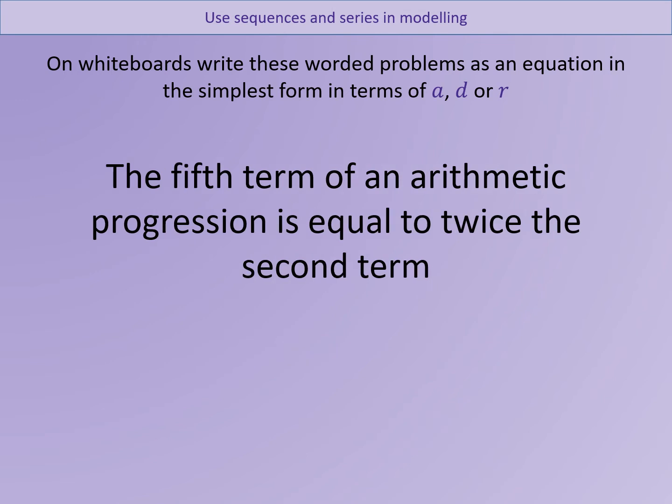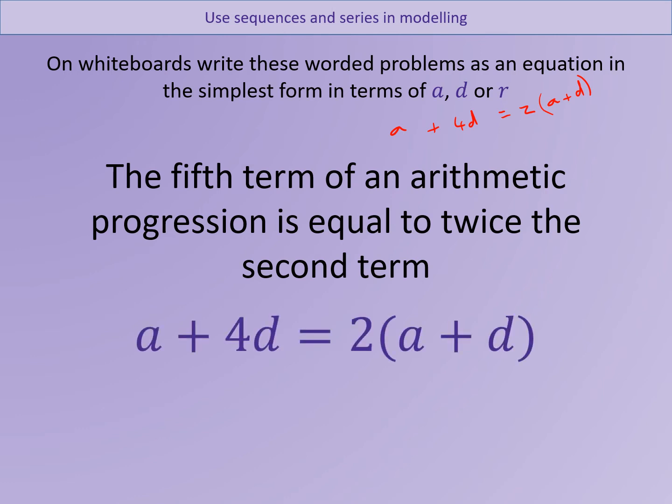Next, the 5th term of an arithmetic progression is equal to twice the 2nd term. We know the 5th term will be a plus 4d, and we know that the 2nd term is a plus d. So if the 5th term is equal to twice the 2nd term, we have a plus 4d equals 2 times (a plus d), which simplifies down to give us a equals 2d.